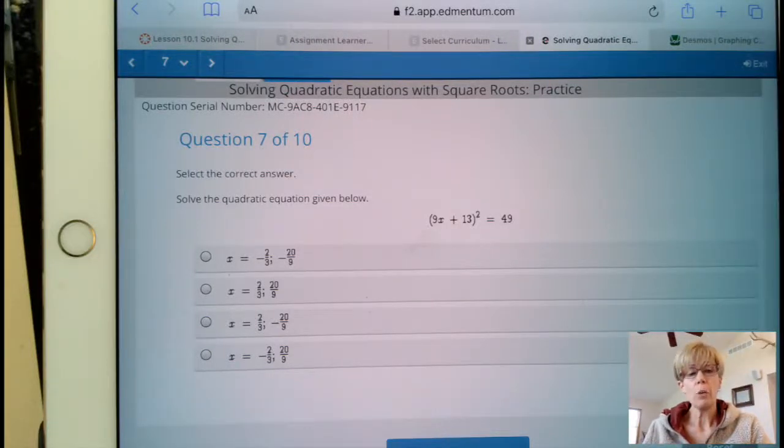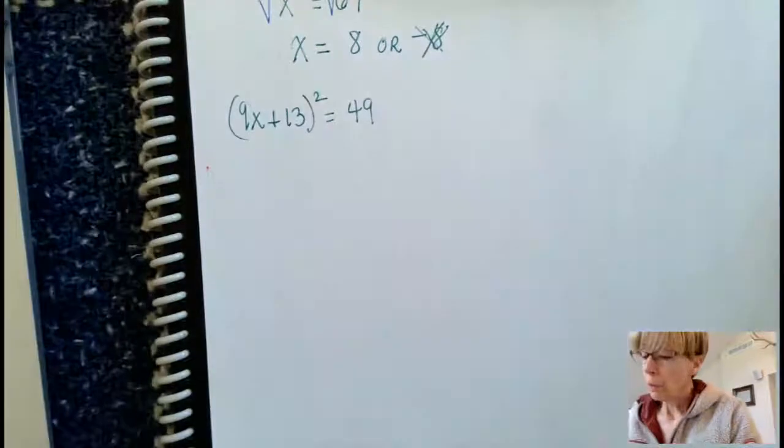Solve the quadratic equation given below. The quantity of 9x plus 13 squared equals 49. I'm going to have to use Desmos eventually on this, but I have the problem already written down on my paper. 9x plus 13 squared equals 49.